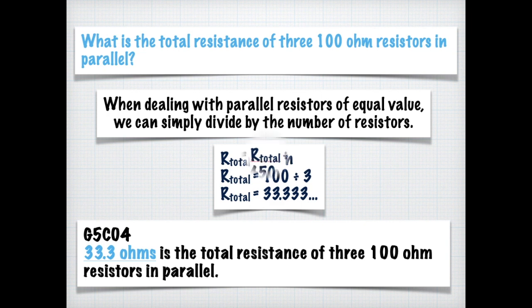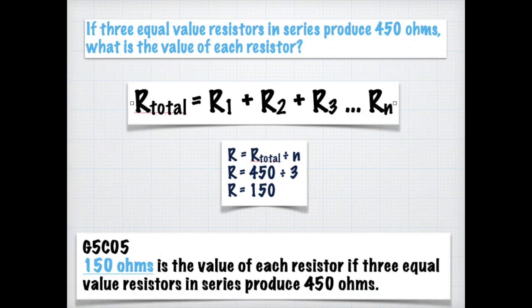parallel. For this question, we're giving a total resistance, and we need to solve for the resistors of equal value. So the question reads, if 3 equal value resistors in series produces 450 ohms, what is the value of each resistor? So we know that R total equals R1 plus R2 plus R3.